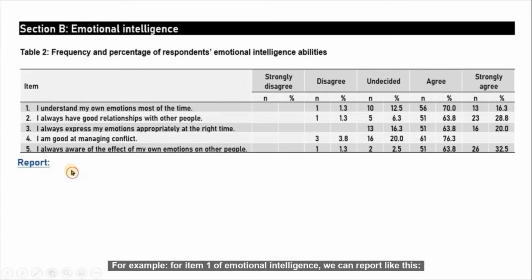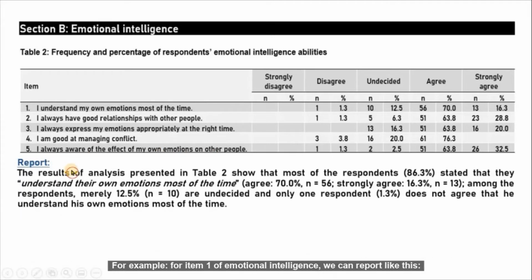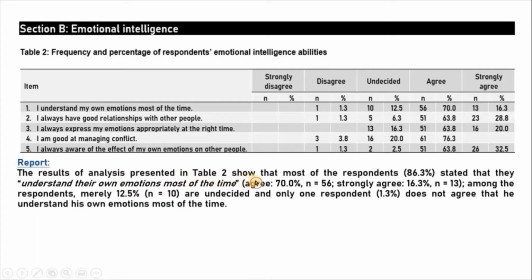For example, for item 1 of emotional intelligence, we can report like this. The result of the analysis presented in table 2 show that most of the respondents, 86.3%, stated that they understand their own emotion most of the time, with agree 70% and strongly agree 16.3%. Among the respondents, nearly 12.5% are undecided, and only one respondent, 1.3%, does not agree that he understands his own emotion most of the time. Then we report the rest of the 4 items result.